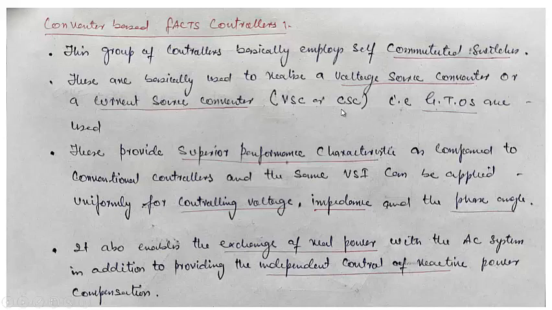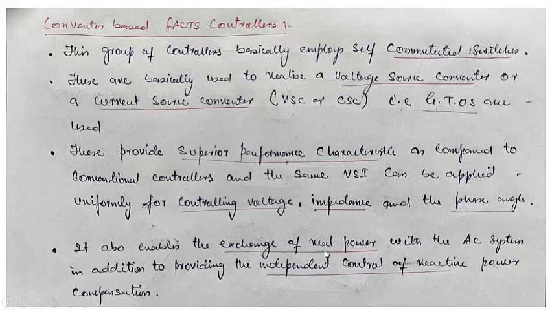So in these cases we can use GTO, that's gate turn off thyristors, or we can use the IGBTs for high power usage, or sometimes MOSFET for low power usage. These provide superior performance characteristics as compared to the conventional controllers, and the same VSI can be applied uniformly for controlling voltage, impedance, and the phase angle. So they have the advantage that only one voltage source inverter can be used to control all the three parameters, that's voltage, impedance, and phase angle.